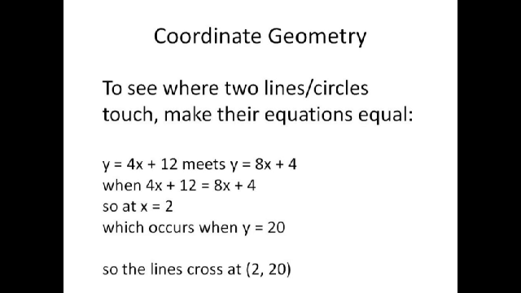Anyway, so we've got our two lines, and we know when they meet, the y value is the same. So y equals y, and 4x plus 12 equals 8x plus 4. And then if we rearrange that, we get that x equals 2. If we sub x equals 2 into one of the equations, for example the first one, we've got y equals 4 times 2, which is 8, plus 12, which is 20. So we know that they meet when y is 20 and x is 2. So they cross at (2, 20).